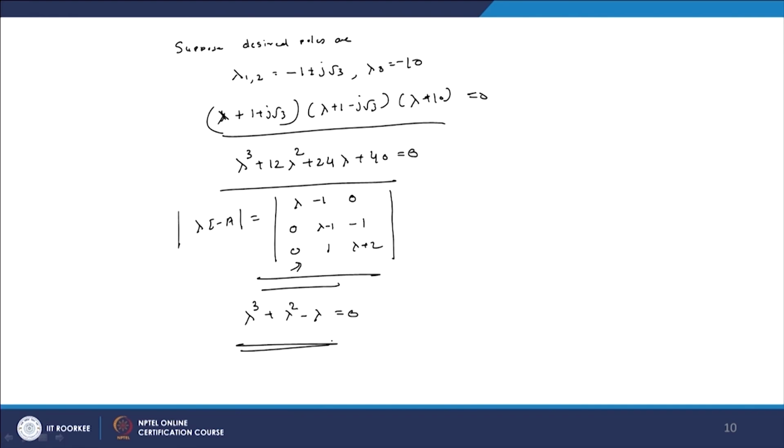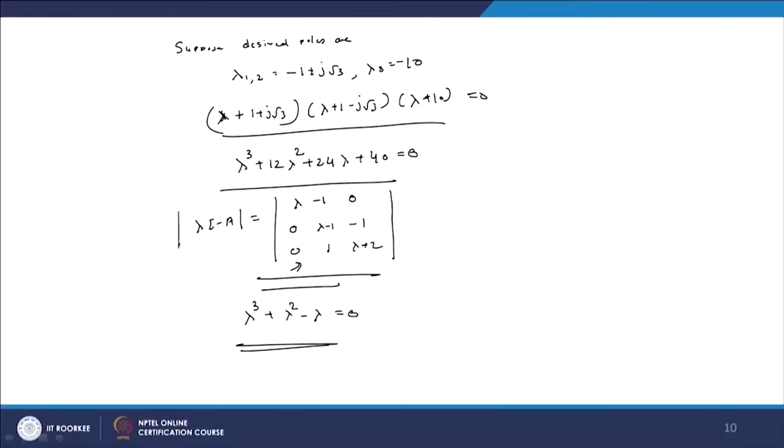When the system is not in companion form, we cannot directly compare to get the controller. So, as I told earlier, here are the steps to be followed for KCM. KCM is nothing but the comparison of the characteristic equation of the system and the characteristic equation of the desired one. If you compare them, we can get the values of KCM.